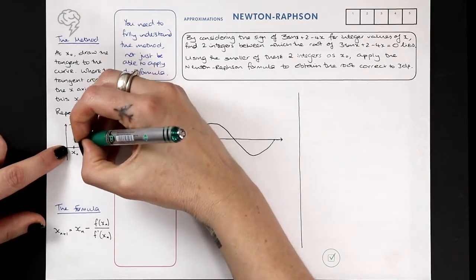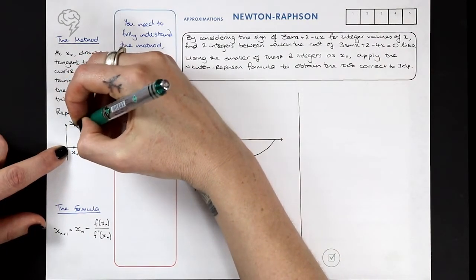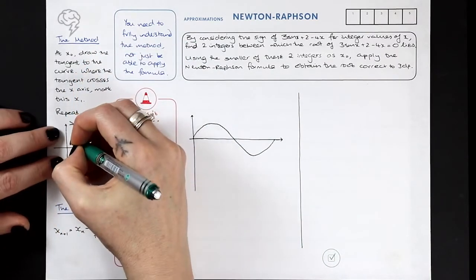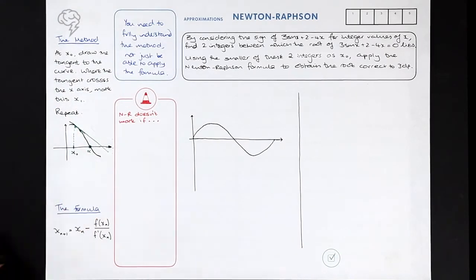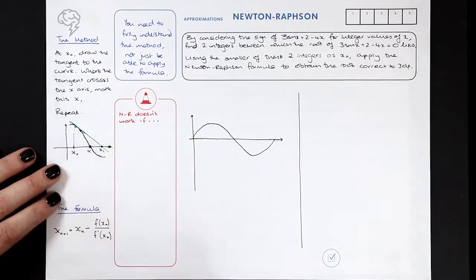So if I draw a tangent to this curve, that's x0, go up, draw a tangent, oh, that's not a very good tangent line there. Not the best tangent line in the world, but hopefully you get the idea. And then what you do is you find out where that crosses the x-axis, and then that's your new estimate, x1. Okay, then you repeat.